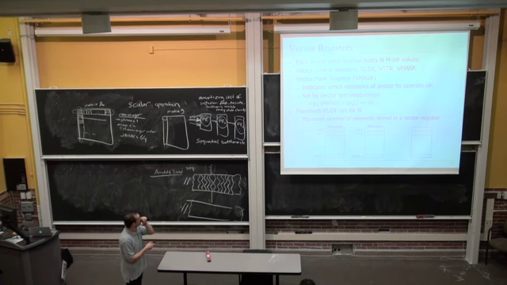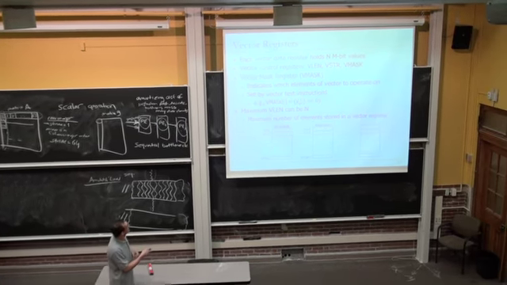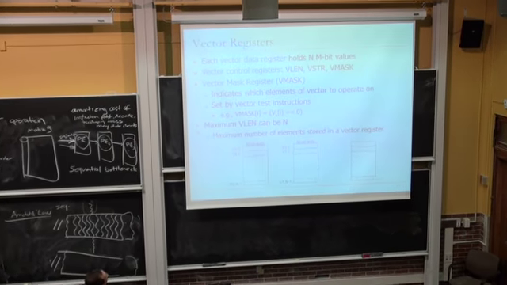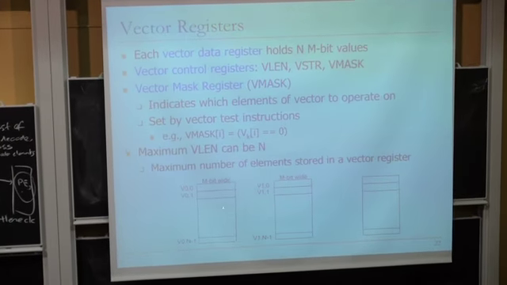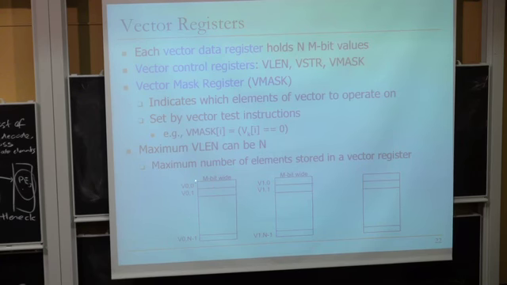Okay, so let's go into the processing elements in a vector processor. Each vector data register, as I told you before, holds N M-bit values, if you will. So now you have not a scalar register, but a vector register. This is vector register 0, and you have elements 0 through N minus 1. Each of them has some width. You have vector control registers. I already told you about vector length and vector stride. But there's also the vector mask, which we will get into. The vector mask register essentially indicates which elements of a vector the instruction should really operate on.